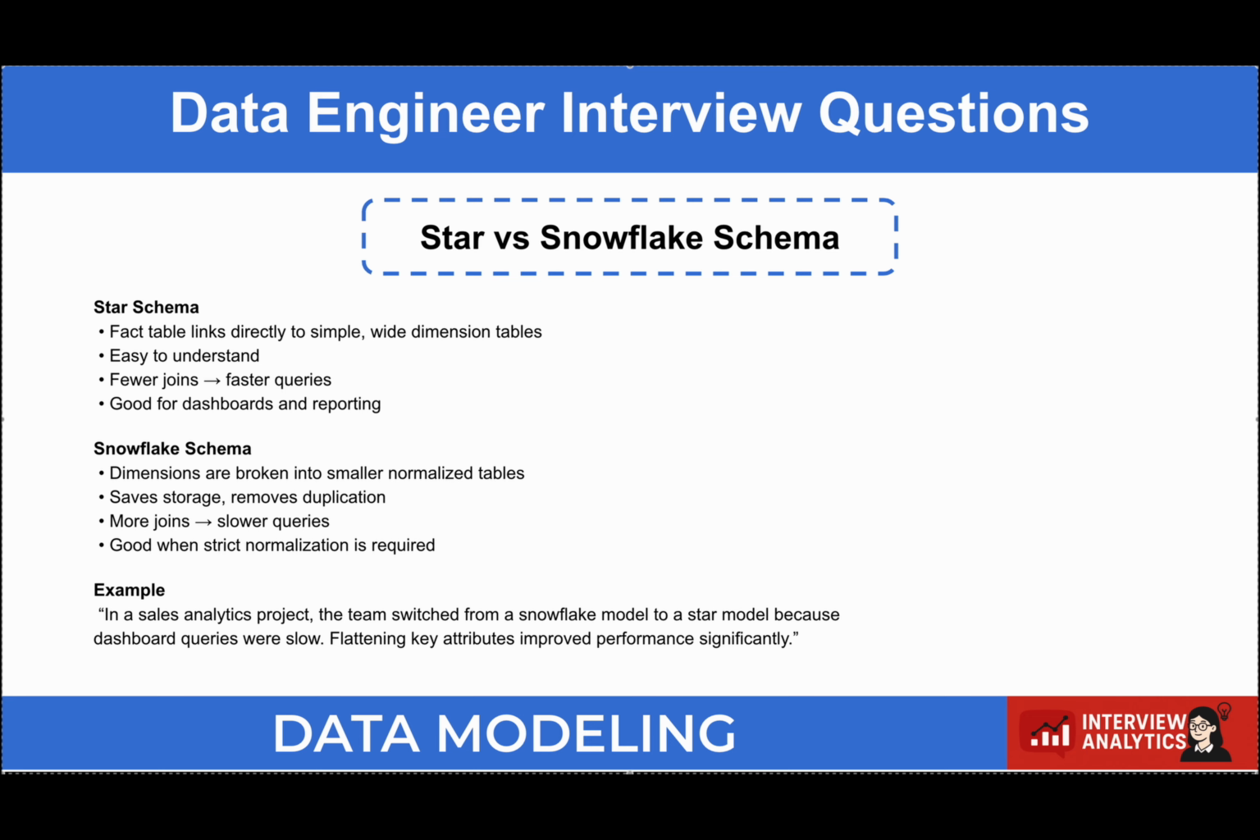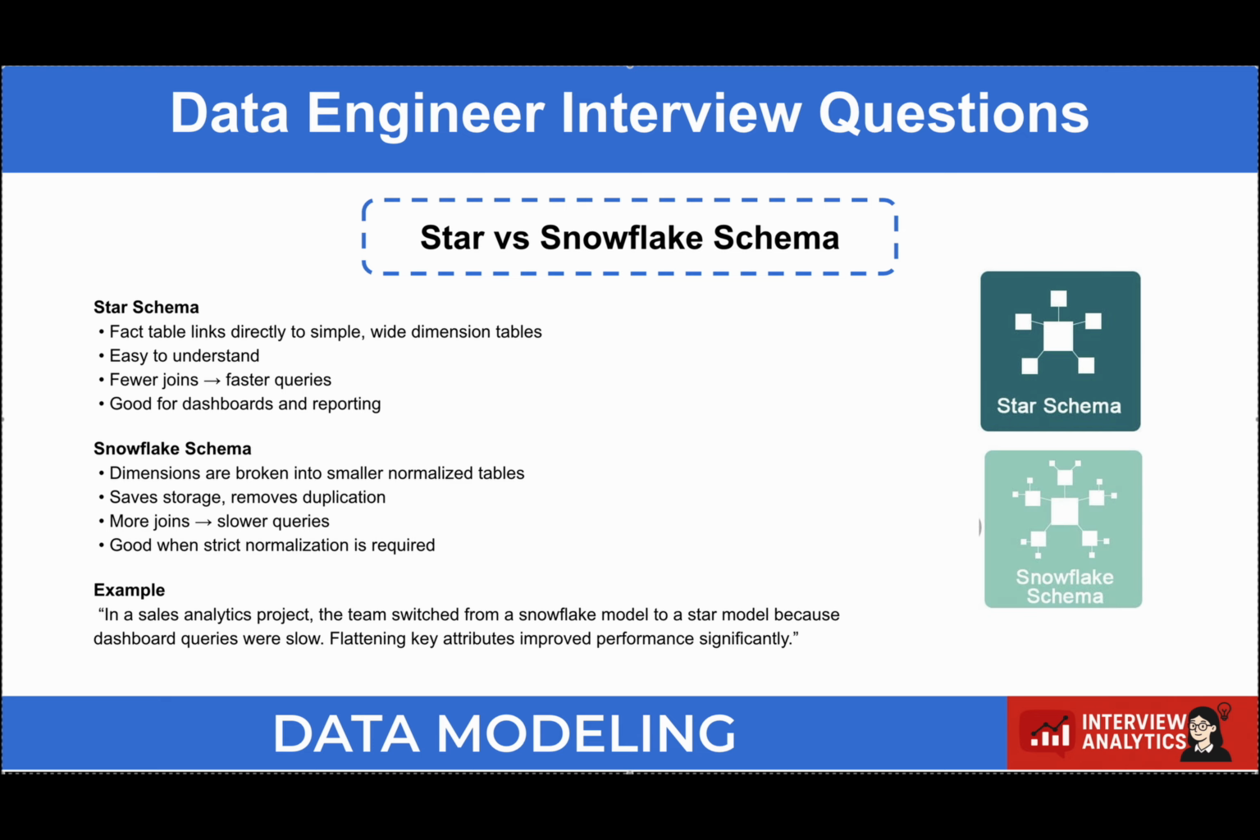So our first question is from the topic data modeling, that is star versus snowflake schema. What is the difference between a star schema and a snowflake schema? In a star schema, we have a central fact table connected directly to simple and wide dimension tables. It is easy to understand and works best for analysts and BI teams. Because the number of joins is low, queries run faster. This is why star schema is commonly used for dashboards and reporting workloads.